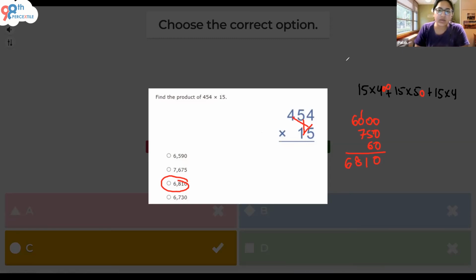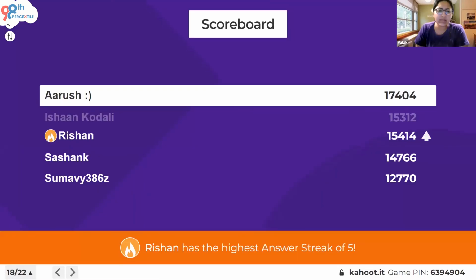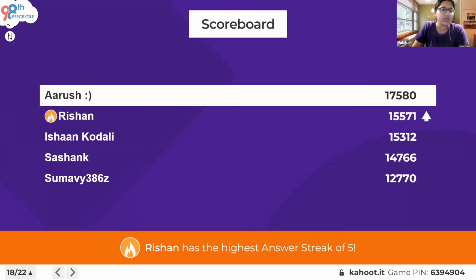Avyay, okay, fine, you've raised your hand for answering my question. Thank you for that. Okay, with this, we will have a look at the scoreboard. I think there must be a few changes up here. So Rishan has made a miraculous appearance at number 2. And we see that Ishan, Sashank, Samavi, and Arush, all of you are very much here, maintaining your positions.